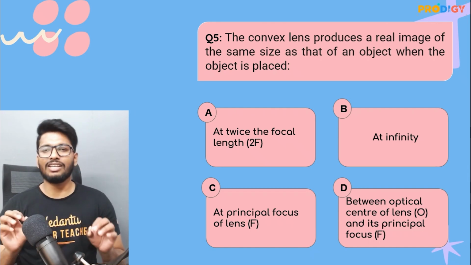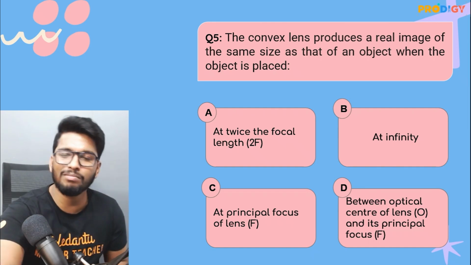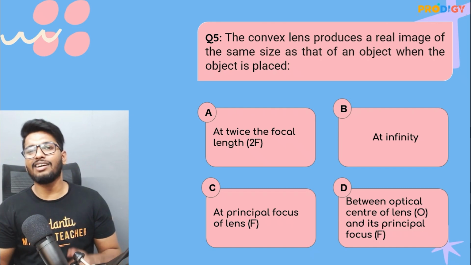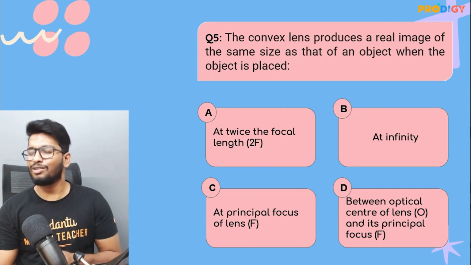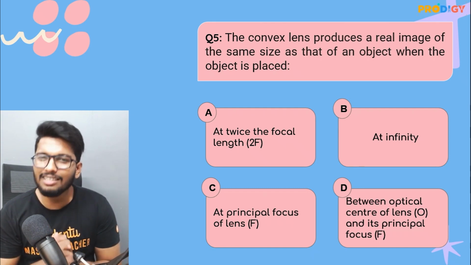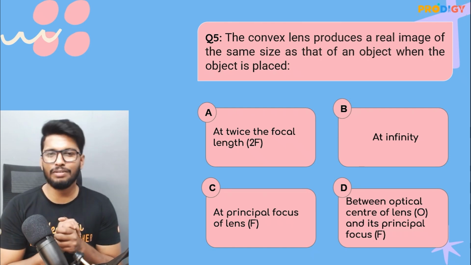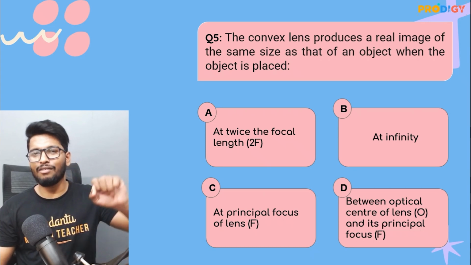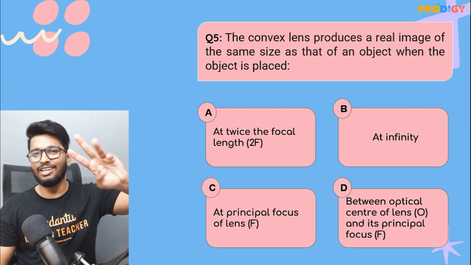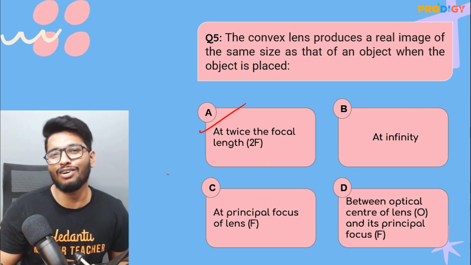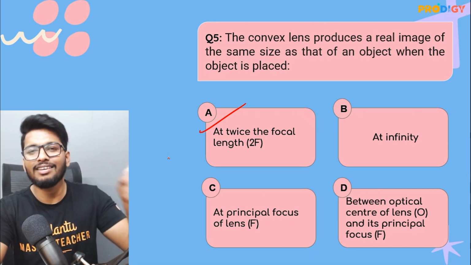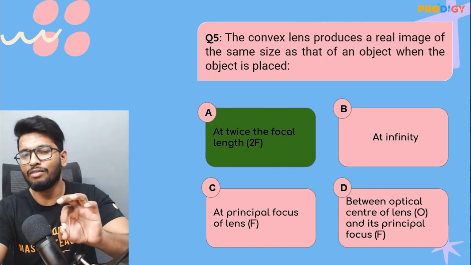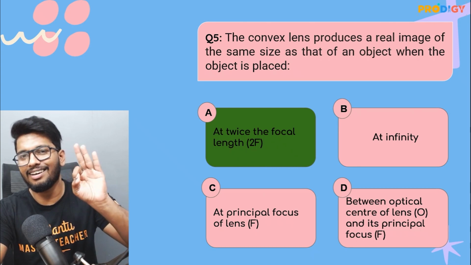Think, a convex lens produces a real image of the same size as the object. When do you get an image which is of the same size? It's very straightforward, very simple. I hope you have gotten the right answer already. I'm going to give you the answer in 5, 4, 3, 2, 1: twice the focal length. When the object is placed at 2F1, the image is going to be formed at 2F2, and it's going to be of the same size, real and inverted.